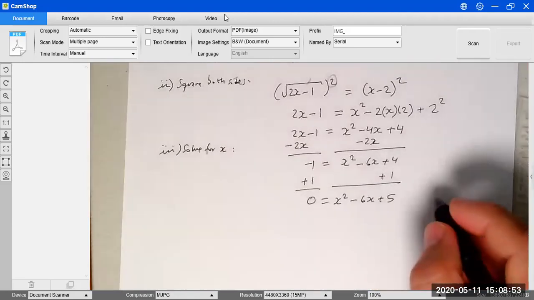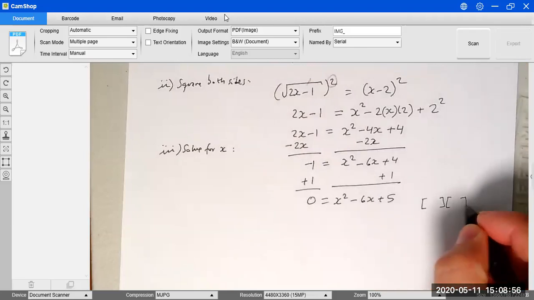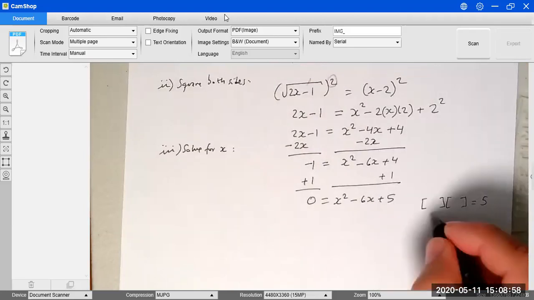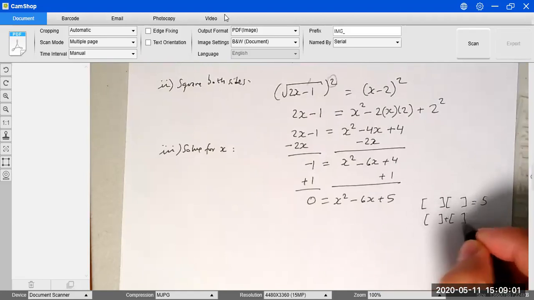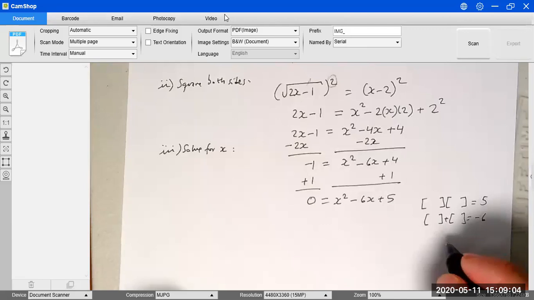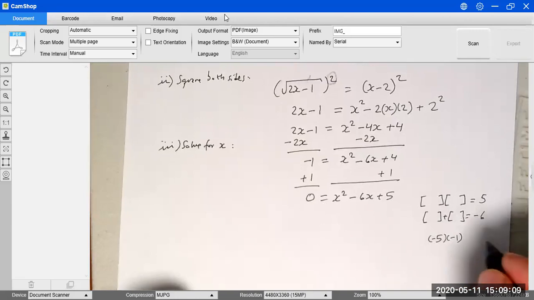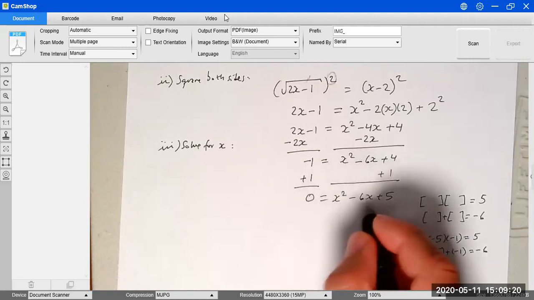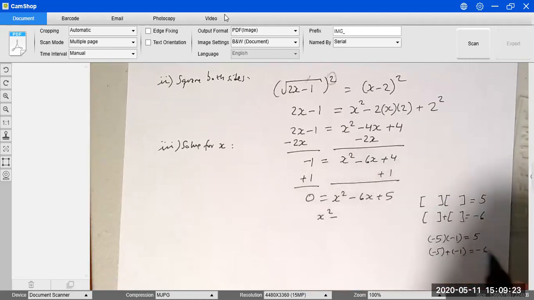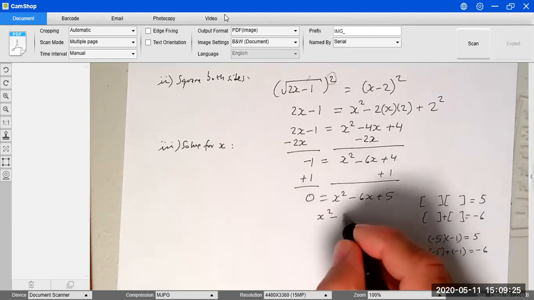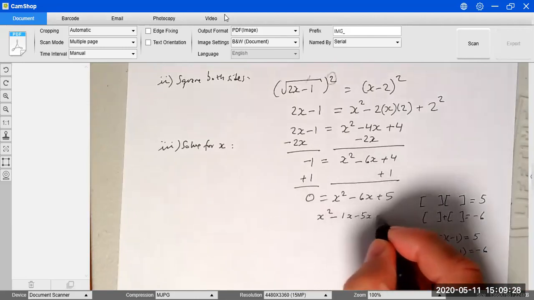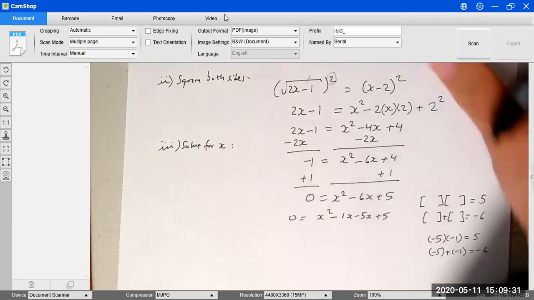So we're going to find two numbers that when you multiply them you get 5, and when you add them up you get negative 6. So those numbers are negative 5 and negative 1, because you get positive 5 when you multiply them, and you get negative 6 when you add them. So you're going to break this as x squared minus 1x minus 5x plus 5. This is equal to 0.